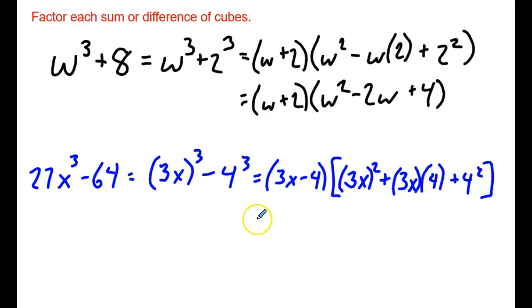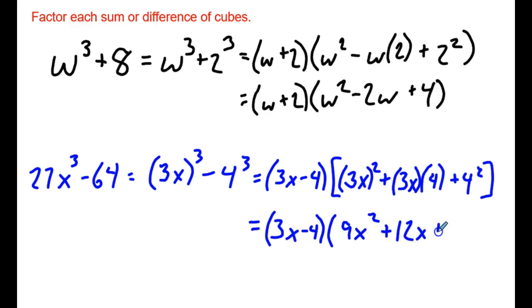And last step, we just need to simplify this. So we have our 3x minus 4 times the quantity. 3x squared is 9x squared. 3x times 4 plus 12x and then plus 16. So using the sum or difference of cubes, rewriting each term so we can identify what our a and b values are, and then use the pattern.